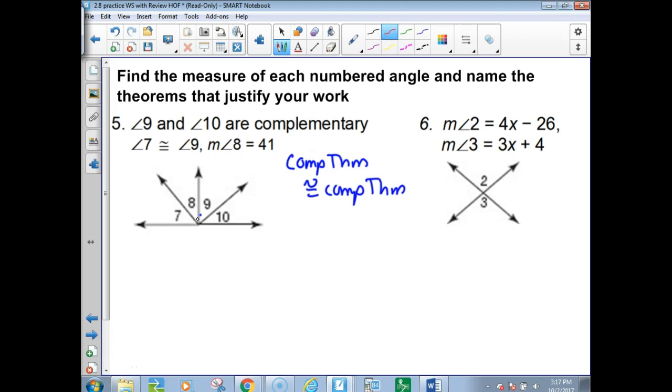Well, what do you mean? Well, it said 9 and 10 are complementary. 7 and 8 are going to be complementary then too. But it also says that the measure of angle 7 and 9 are equal. So if 7 and 9 are equal, then 8 and 10 have to be equal as well. So if 8's 41, 10's got to be, yep. And then since these are complementary, we're just going to do 90 minus 41 and get the rest. Well, that's going to be 59? No, 49.